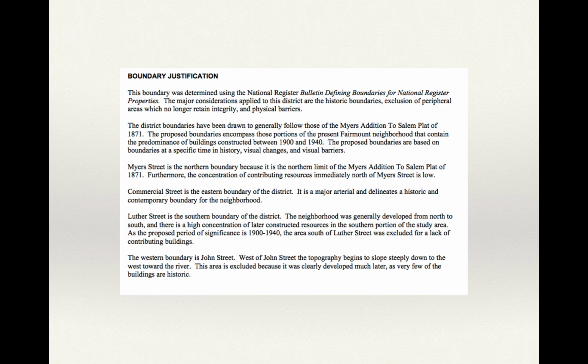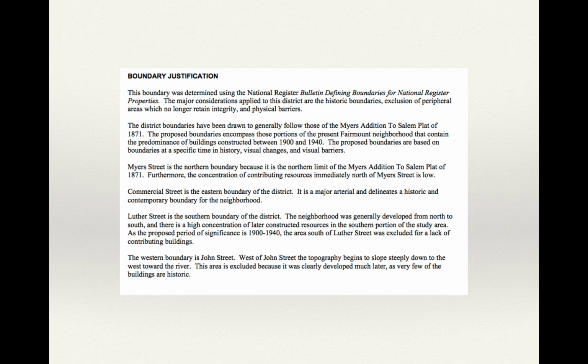As the proposed period of significance, again, that shouldn't say proposed, as the period of significance is 1900-1940, the area south of Luther Street was excluded for a lack of contributing buildings. The western boundary is John Street. West of John Street, the topography begins to slope steeply down to the west toward the river. The area is excluded because it was clearly developed much later, as very few of the buildings are historic.